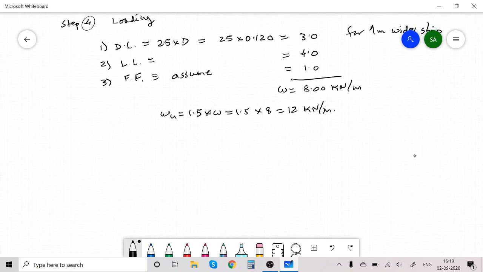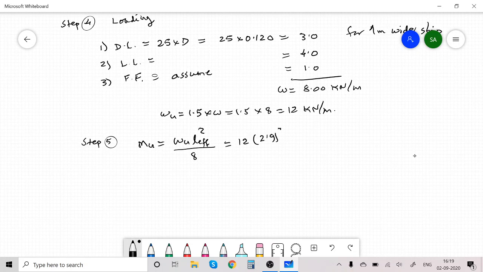Then step number 5. In step number 5, knowing the effective span and the factored UDL, we calculate Mu is equal to WU L effective square by 8. WU is 12, L effective is 2.9 in meter square by 8, that is equal to 12.615. Moment is in kilonewton meter.